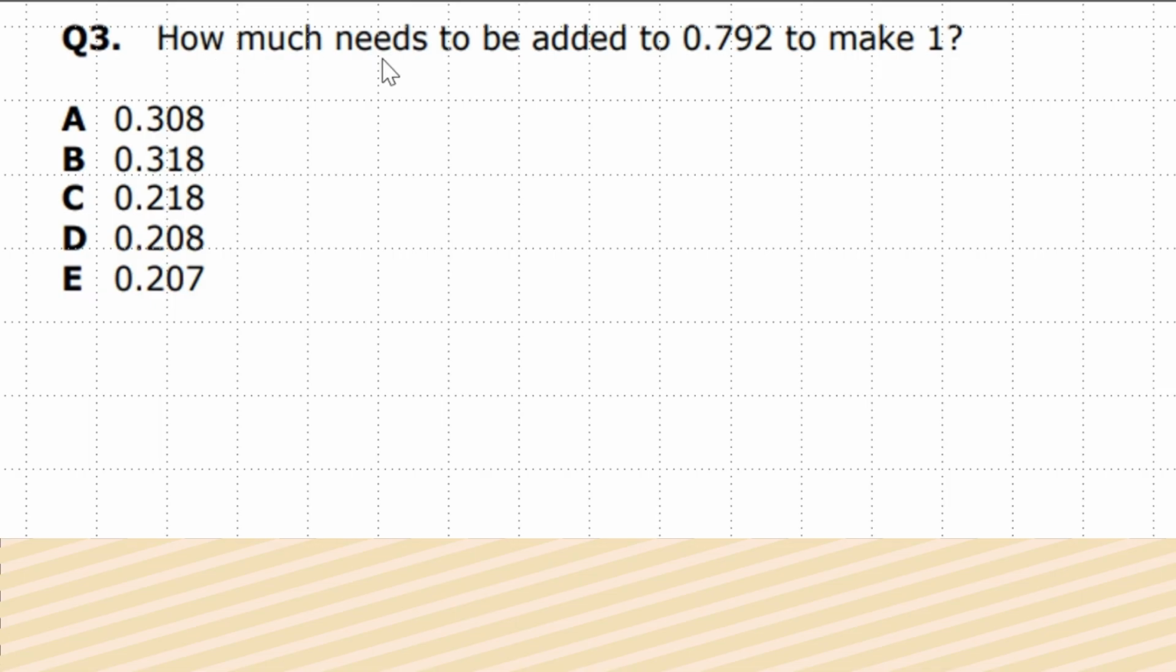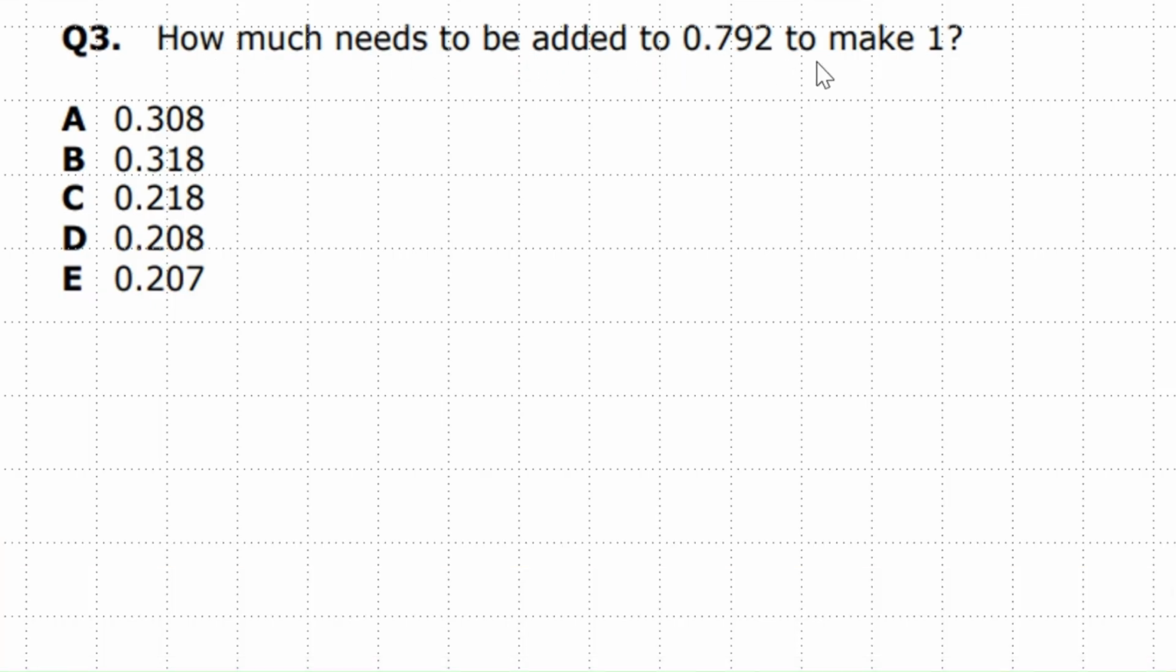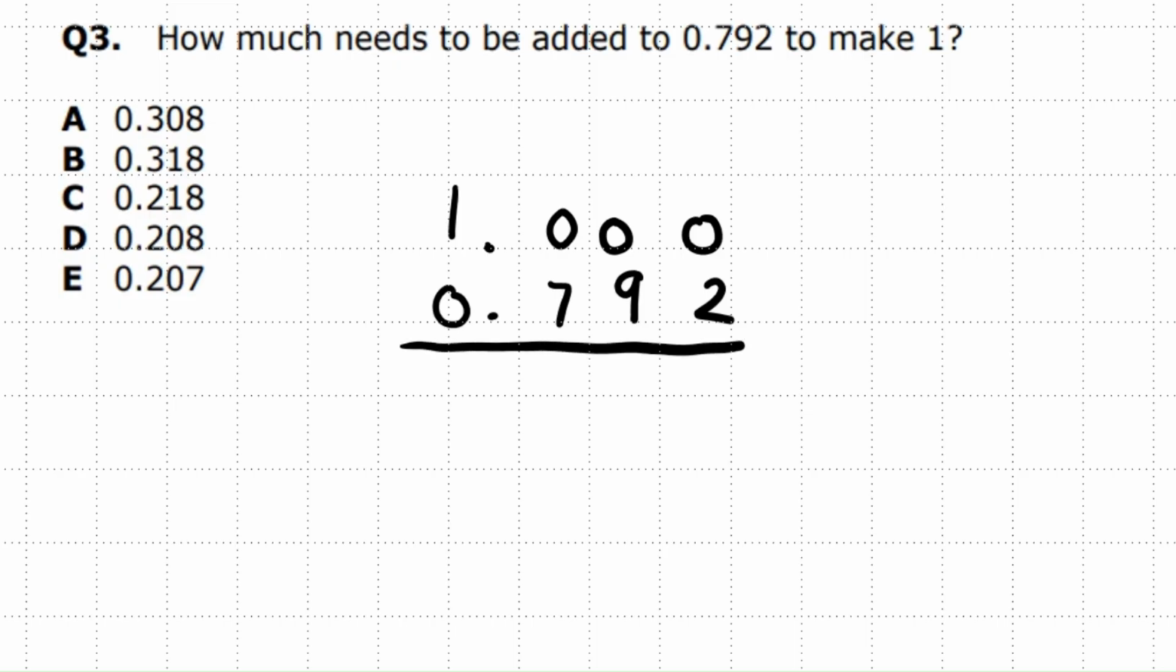Question 3. How much needs to be added to 0.792 to make 1? Here are the options, and to solve this question, we need to do 1 minus 0.792. So 1 equals 1.000, because 1.000 is the same as 1. Now underneath it, we're going to write 0.792. So we can now subtract it.